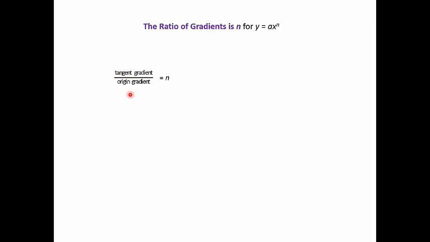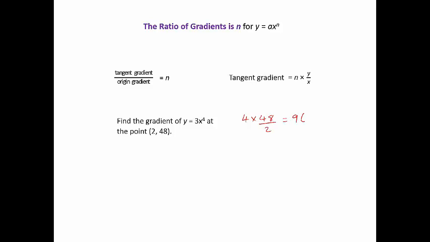So we said that the tangent gradient divided by the origin gradient is n. And we can write that as the tangent gradient is n times the origin gradient, which, as pointed out, is simply y over x. So, suppose we're asked to find the gradient of y equals 3x to the power 4 at the point (2, 48). Well, what's our n? Our n is just that 4 there. And what's our y over x? It's simply 48 over 2. So the answer is 4 times 48 over 2. So that's 96.